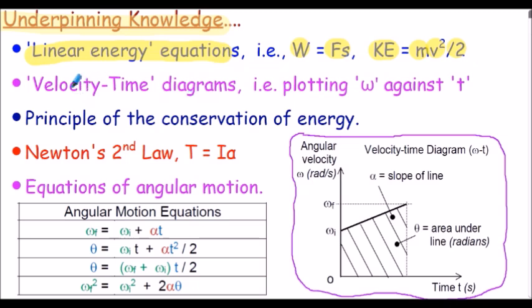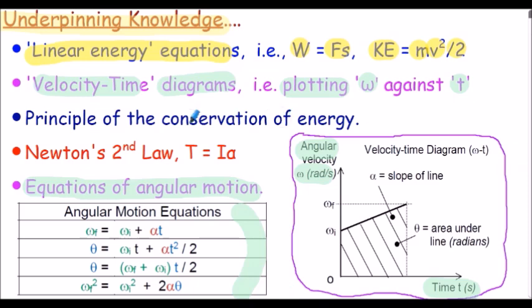Also be aware of velocity time diagrams, particularly angular velocity time diagrams, where we plot the angular velocity omega in radians per second, shown here on the diagram, against time t on the horizontal axis in seconds. And of course there's an array of equations related to angular motion that we derive from the diagram, and again we'll be referring to some of these within this presentation.